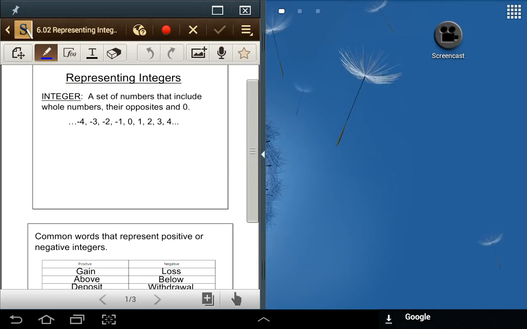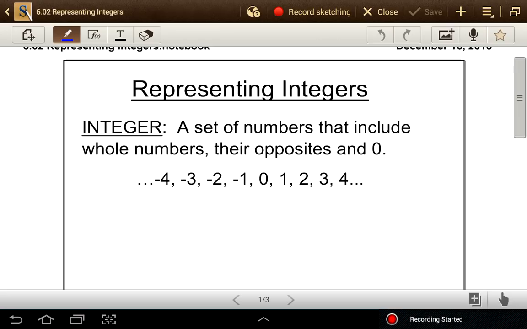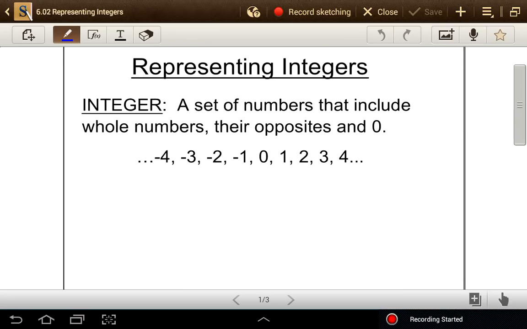Okay guys, here we go with our video on representing integers. So when we're working with representing integers, guys, we first need to know what an integer is, and that's a set of numbers that include whole numbers, their opposites, and zeros.